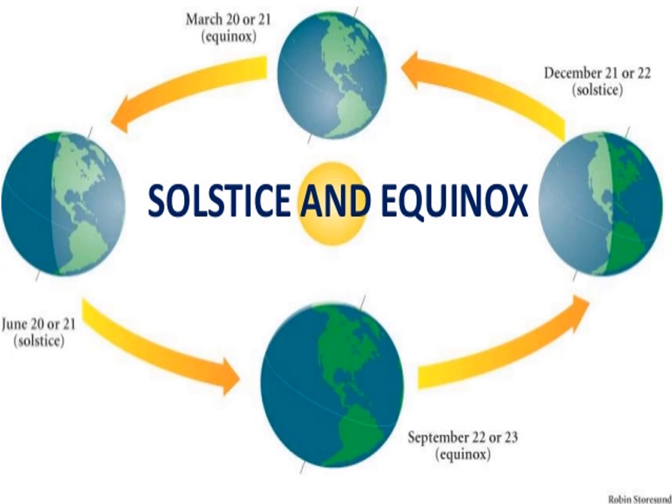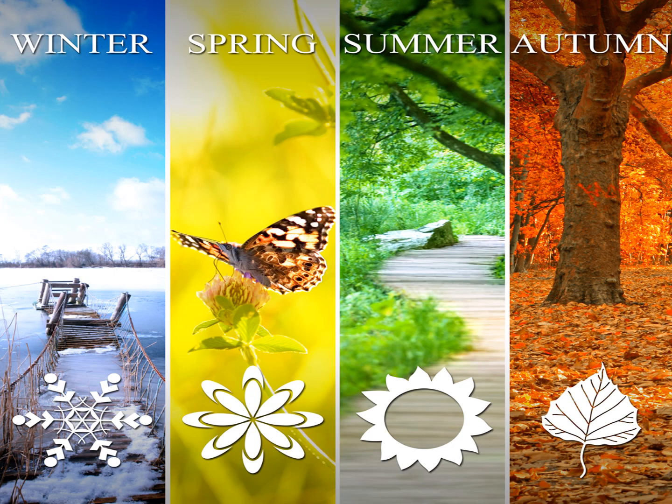orbit. 21st December and 21st June for the winter and summer season, and March and September for the autumn and spring season. Have you ever wondered why some places experience all seasons while other places experience only 1 or 2 seasons? When we move away from the equator, the places experience more winter season, but near the equator, places experience more summer season.